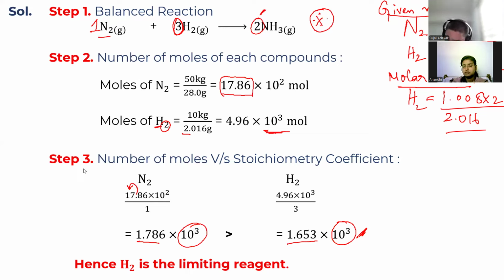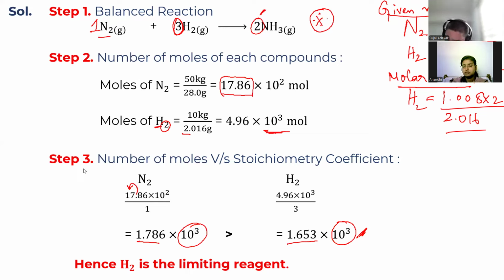I'm asking the number of moles of hydrogen we have calculated in the question. It is 4.96 into 10 to the power 3. 3 moles of hydrogen produce 2 moles of ammonia, right? So that many moles of hydrogen will produce, just cross multiply: 4.96 into 10 to the power 3 into 2 divided by 3. That gives you 3.30 into 10 to the power 3 mole of NH3.